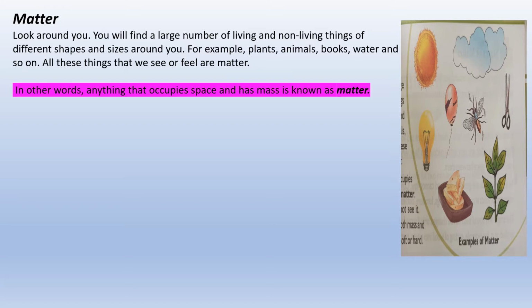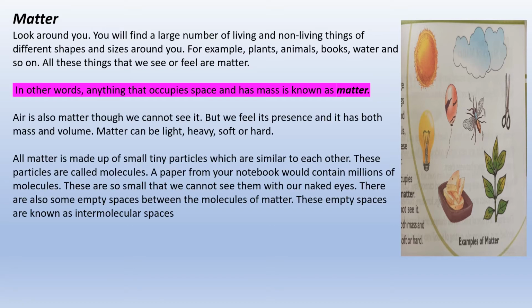In other words, anything that occupies space and has mass is known as matter. Air is also matter, though we cannot see it, but we feel its presence and it has both mass and volume. Matter can be light, heavy, soft, or hard.